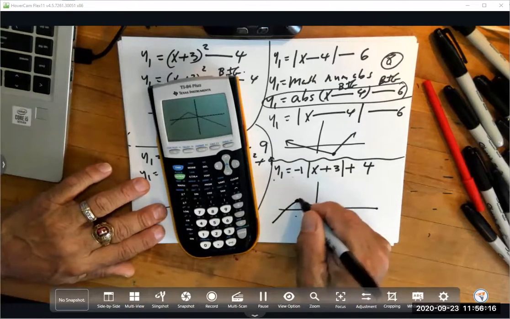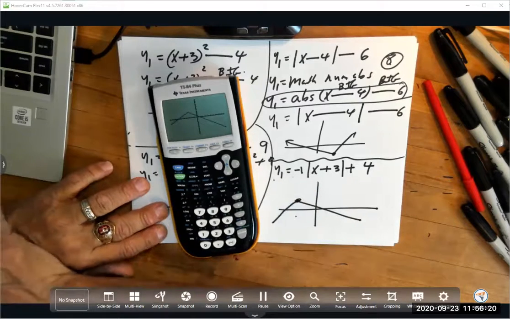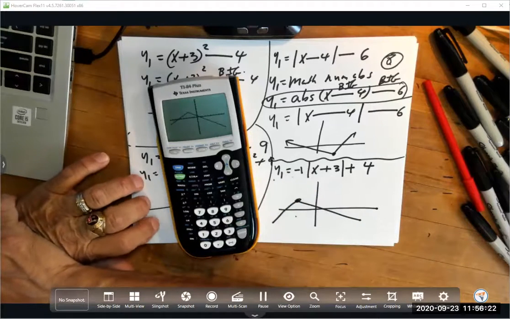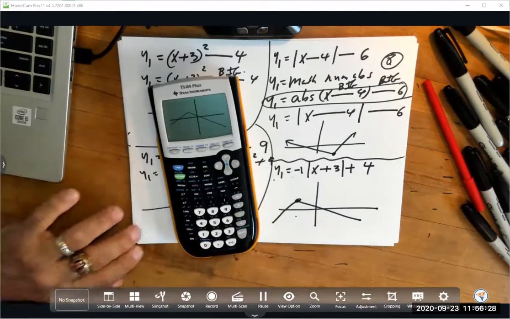Okay. Y'all get a picture like this? It's up here somewhere? Yes. Is everybody okay with that right there so far in the graph? Yeah. Okay.